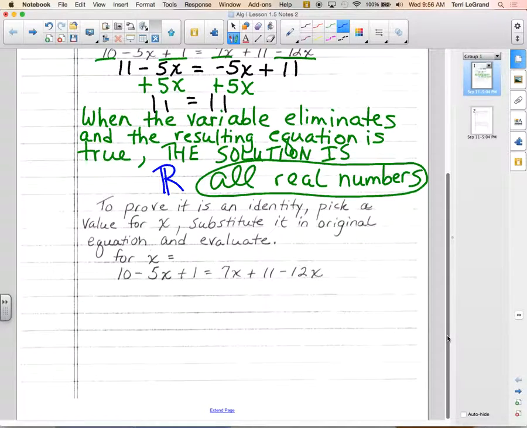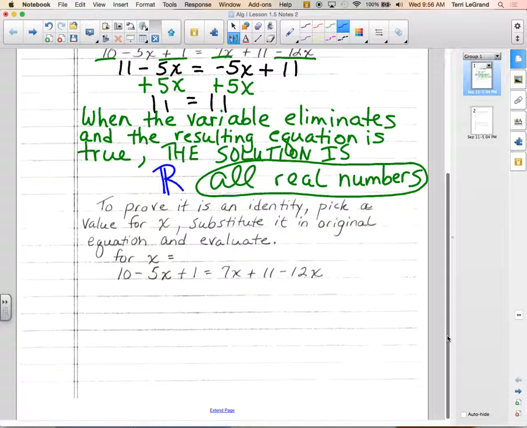Okay, so here's what I want you to do. And I don't want you to even talk to your table partner about this. I want you just to pick any number you want. I don't care what number you pick. You pick a number for x. You substitute it into the equation and you do a check problem and see what happens.